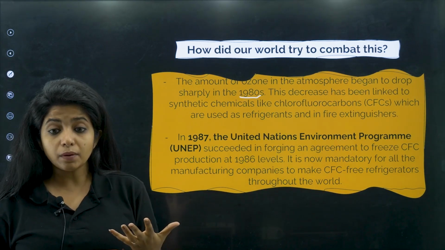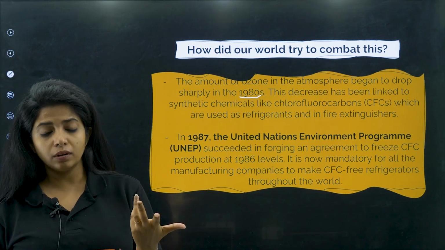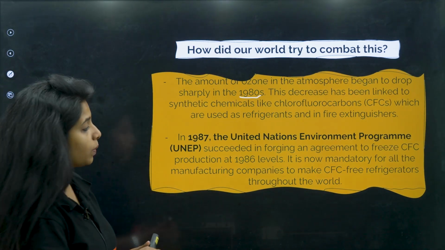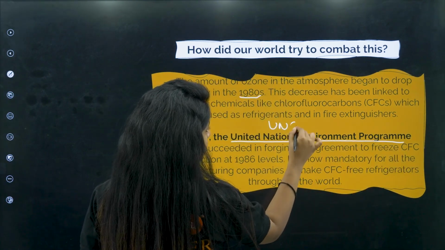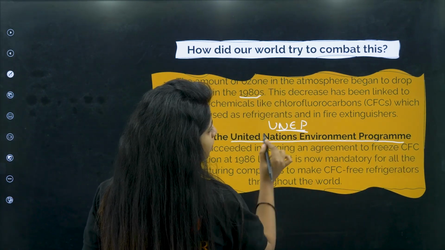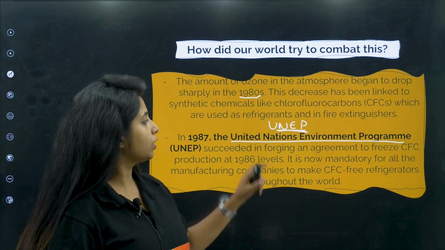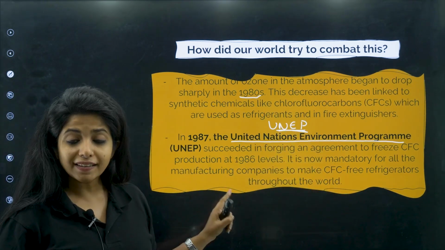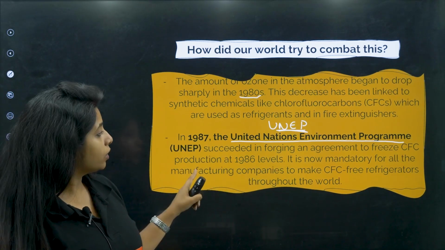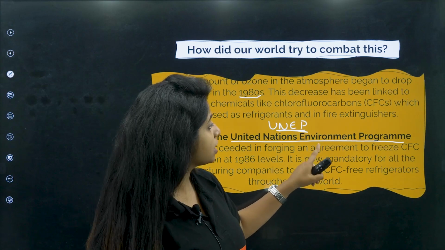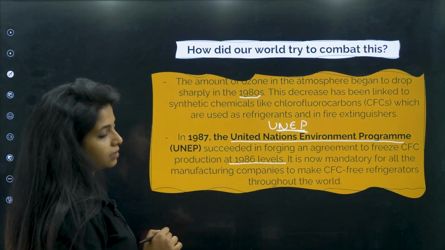So, people had to do something about it, otherwise the UV radiation could fall and we could get skin cancer, cataract and immune deficiency syndrome and things like that. So, basically the United Nations Environment Program, UNEP, it is the opposite of pen. You can remember it like that, your pen. In 1987, the United Nations Environment Program, what did they do? They succeeded in forging an agreement to freeze CFC production at 1986 levels.